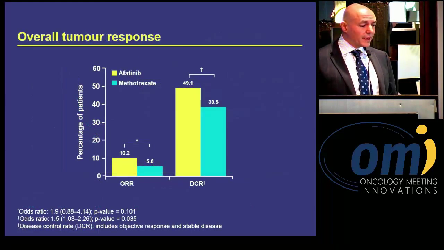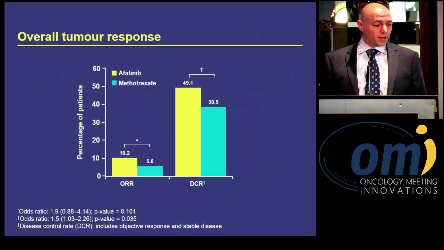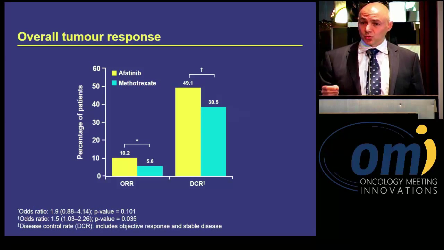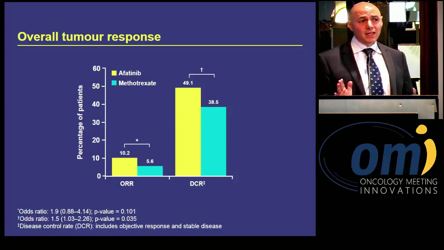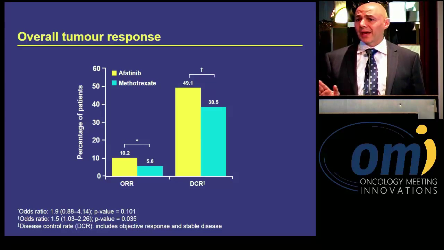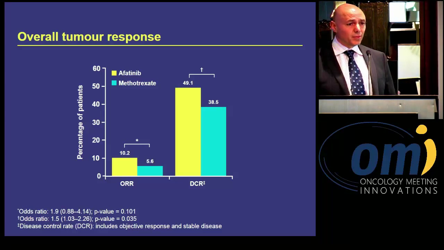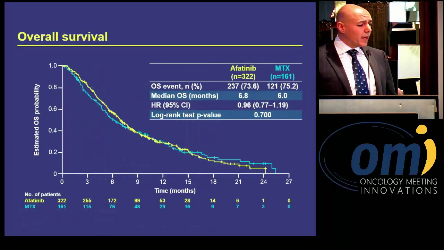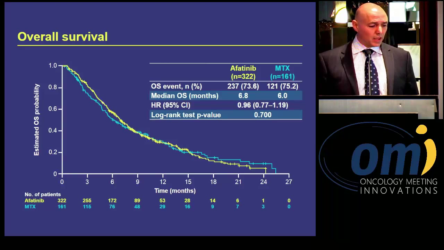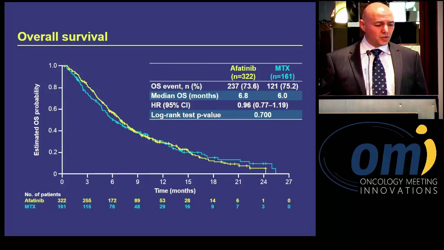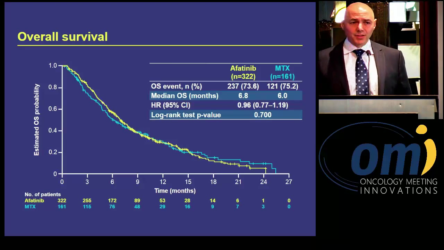Moreover, afatinib clearly demonstrated a higher response rate and a higher disease control rate than methotrexate, 10% versus about a 5% response rate. That incidentally is exactly what you'd expect from methotrexate in this setting, about a 5% response rate, but no difference in overall survival. None whatsoever, p-value 0.7, hazard ratio at unity.